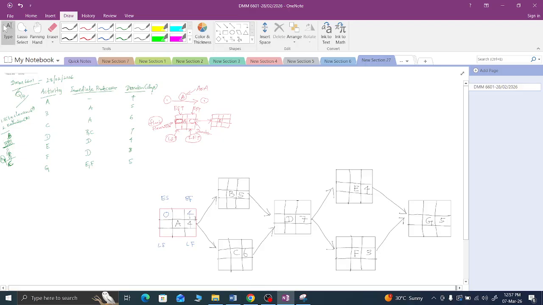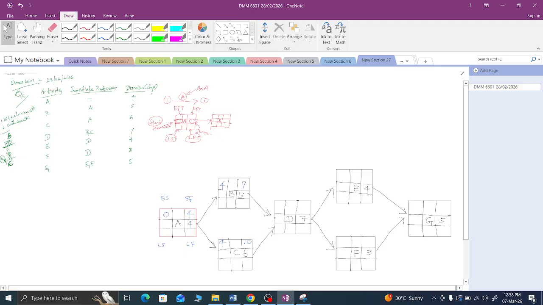So how do we fill this one again? After finishing, B and C will start at the finished date 4. On the 4th day we can start B as well as C. What comes here you can put directly here, right? 4. So on the 4th day you start, and B takes a 5 day duration. So 4 plus 5, on the 9th day you can end this activity. Here also, 4 plus 6, on the 10th day you can end this activity, right?